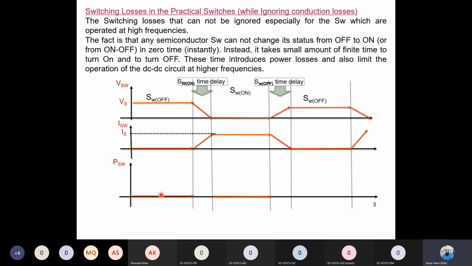Why is the power loss zero here? Because this is the maximum voltage and this current I assume is zero, so this will remain zero. Similarly, for this on period, the voltage is zero and the current is maximum, so the power loss will be zero, and the same will continue for the next cycle. So from here to here, one cycle is formed.